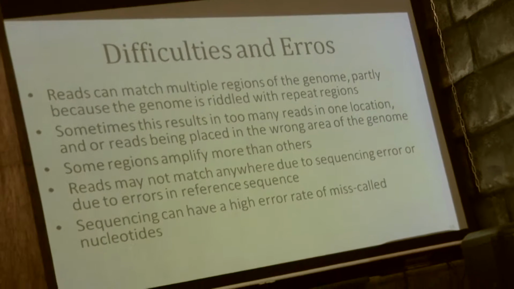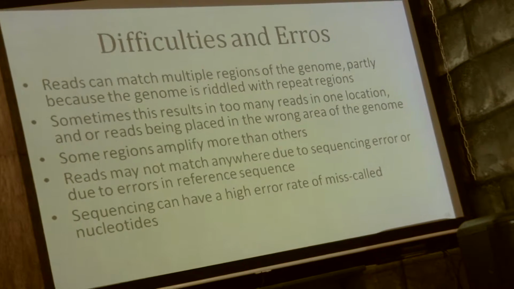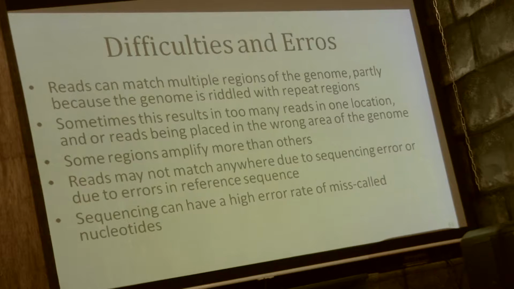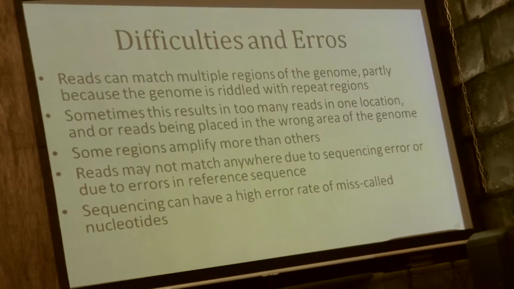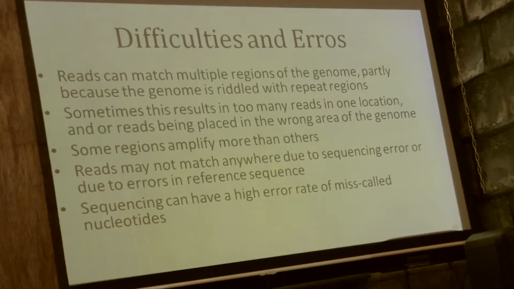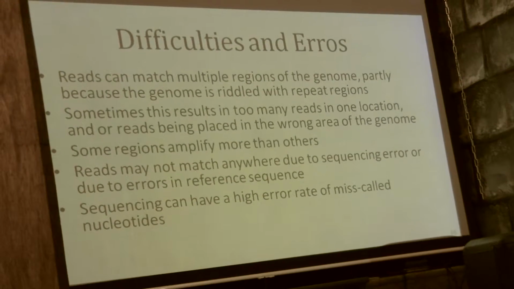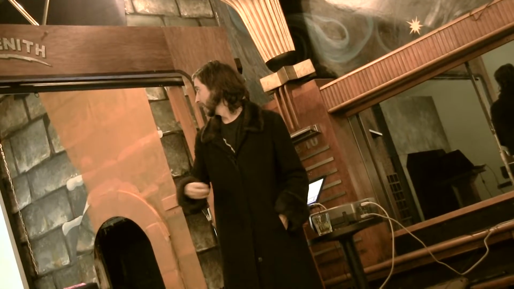So there's several errors that can arise from this. What's amazing is that there are these errors, and there's a lot of bad research that doesn't compensate for them properly. But for the most part, this actually works pretty well. So I already mentioned reads can match multiple areas because of the whole repeats thing. Sometimes this results in mutations being called some place that they're not.